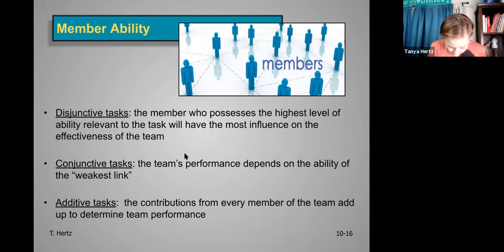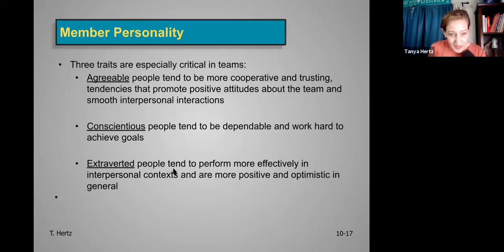A conjunctive task is when the weakest link sets the performance of the team. An example would be Formula One racing, the pit crew. It doesn't matter if you have all fast, amazing, smart people on the team. One slow pit crew operator will set the time for the entire team, right? You've got to wait for him or her to change the tire. Until that person changes the tire, the entire team is waiting. Now, additive tasks, like we talked about before, are like the Girl Scouts, where every member does their thing, and you add up all of the end results, and that's the overall team performance.